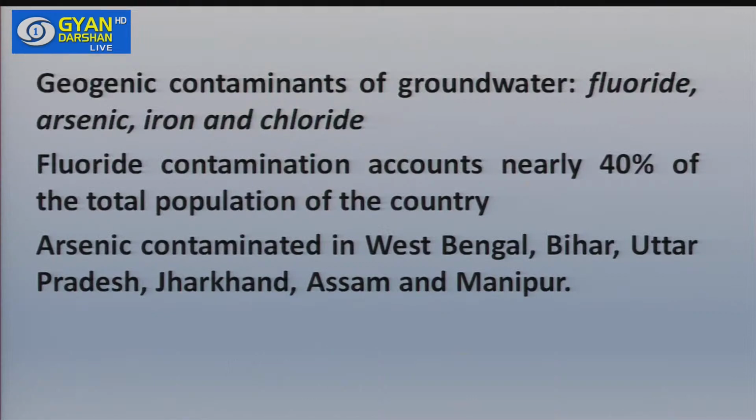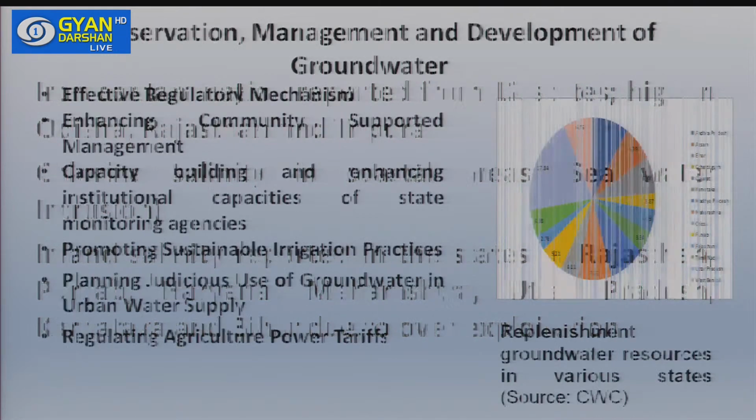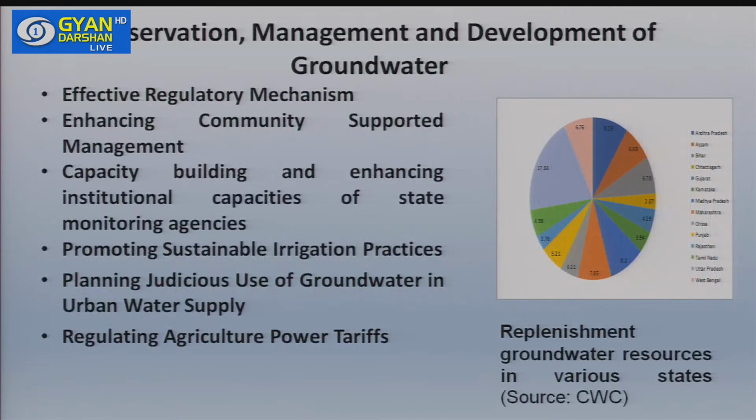Now, there are different things. Iron contamination is reported from several states, chlorine salinity in different coastal areas, and inland salinity in certain states like Rajasthan. Now, there are certain mechanisms to conserve and preserve the groundwater. One is an effective regulatory mechanism. Second is enhancing community-supported management. Third is capacity building and institutional capacities of state monitoring agencies. Fourth is promoting sustainable irrigation practices and judicious use of groundwater in urban water supply. And the last one is regulating agriculture power tariffs.